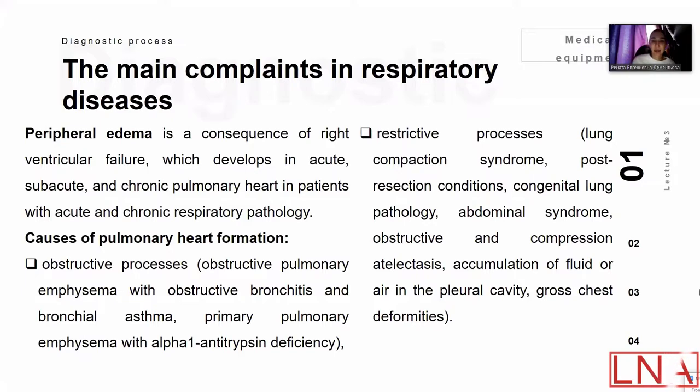Second big group, restrictive processes. At the base of an obstructive process is obstruction or spasm or change of the wall of the bronchi, and a restrictive process, look at the name of this pathology, is connected not with the bronchi. It is connected exactly with pulmonary tissue or interstitial tissue of the lung.